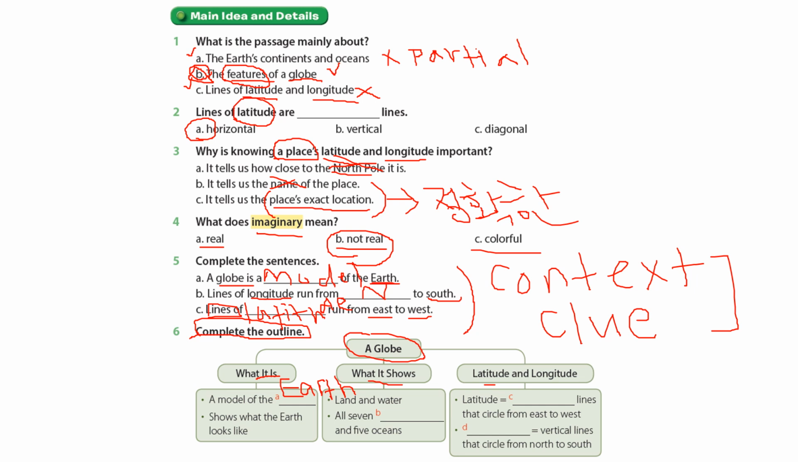We have all 7 continents. So do you guys remember how many continents? What were all the continents in the world? Okay. And 5 oceans. So latitude, what are they? They are, do you remember? Longitude is a vertical line. 그러면 let's fill this one out first. This must be longitude, right? Then this must be a horizontal.